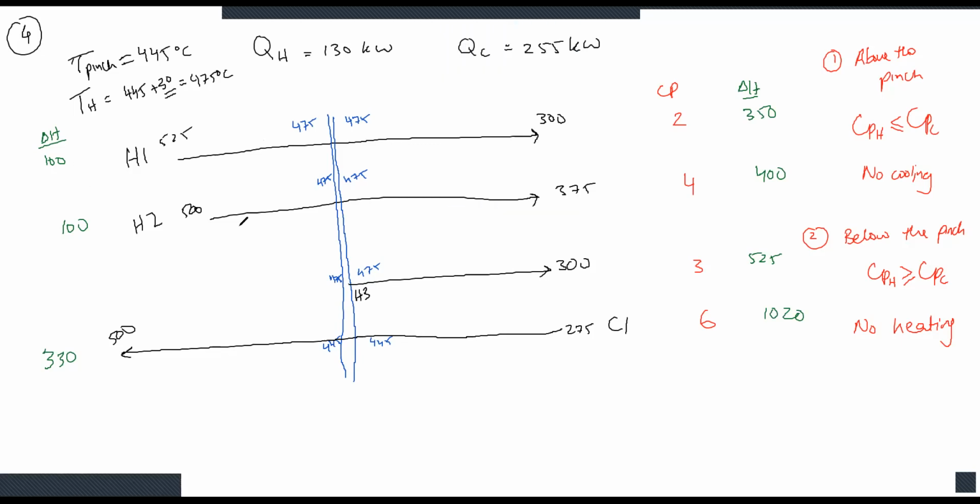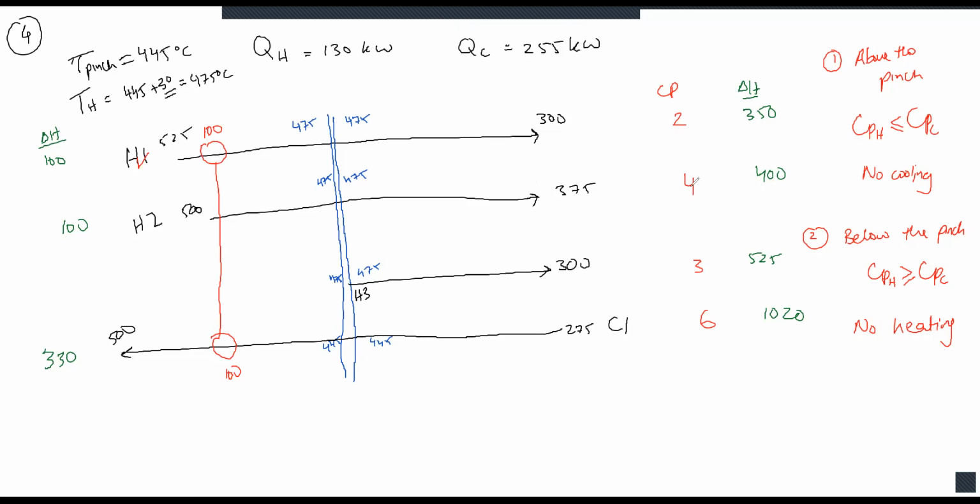So I'm looking above the pinch now. CP hot has to be less than CP cold. So let's look at H1, it has a CP of 2. Let's try to match it to C1, which has a CP of 6. So this hot CP is less than this CP, so I can match them. So I'm just going to draw a heat exchanger from H1 all the way to C1. This has 100, this needs 330, so I can just transfer all the 100 from the hot stream to the cold stream, and H1 is done above the pinch.